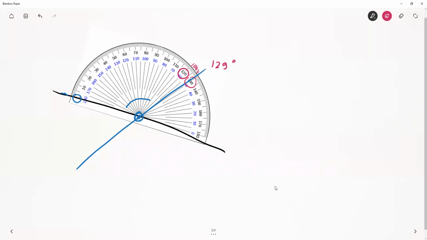Now, if the angle is larger than 90 degrees, we call it an obtuse angle. So again, if the angle is less than 90, we call it an acute angle. If the angle is greater than 90 degrees, we call it an obtuse angle. My writing is not that good actually. Okay, let me write it down again. Here we go.